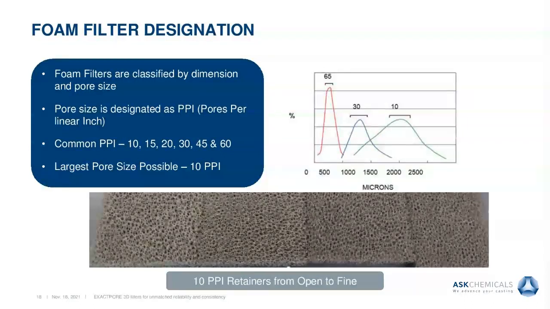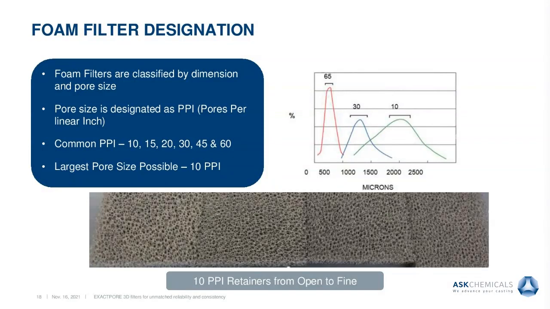One of the most common and largest pore sizes possible is the 10 PPI foam designation. The 10 PPI cannot go any larger due to the restrictions in the polyurethane foam production. The chart on the right also shows that the 10 PPI has the most variance in the pore sizing. A 10 PPI has a specification from 1700 to 2400 microns.